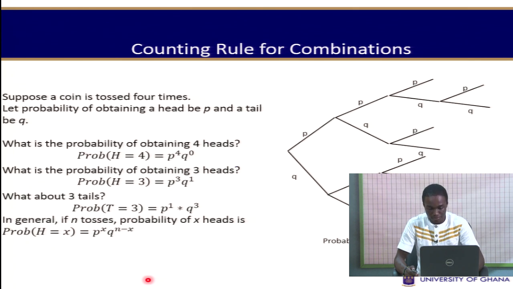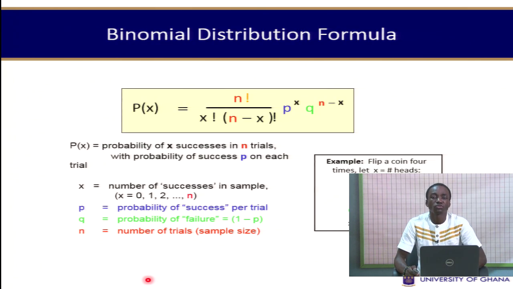random variable. Good. So our binomial distribution formula is given as this. You have n combination x, which is actually represented as n factorial over x factorial times n minus x factorial, times p raised to the power x times q raised to the power n minus x. Don't be scared of this formula. We are going to break it down and identify what each of these parameters are.